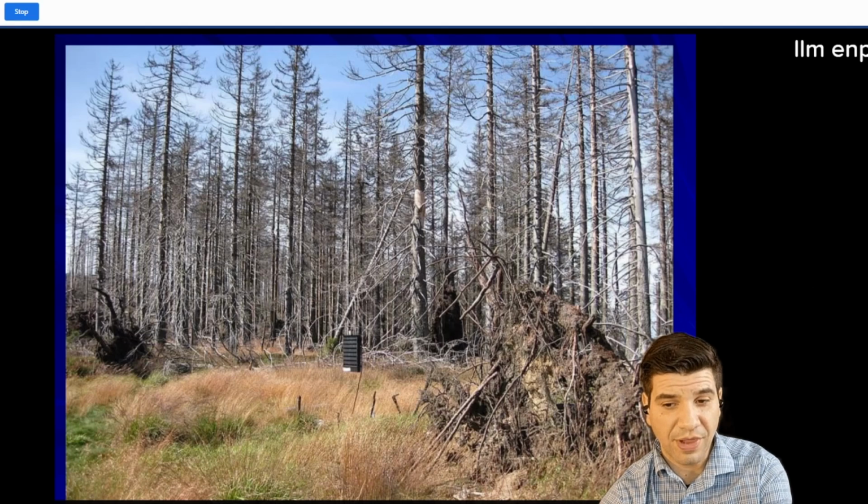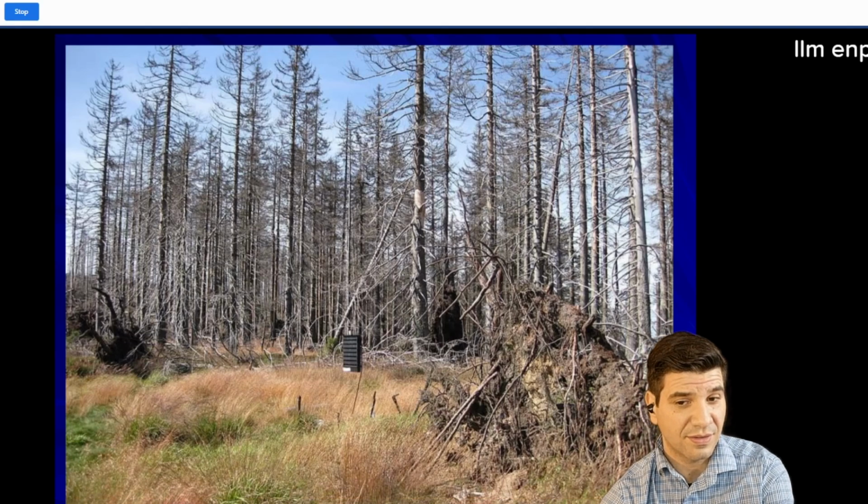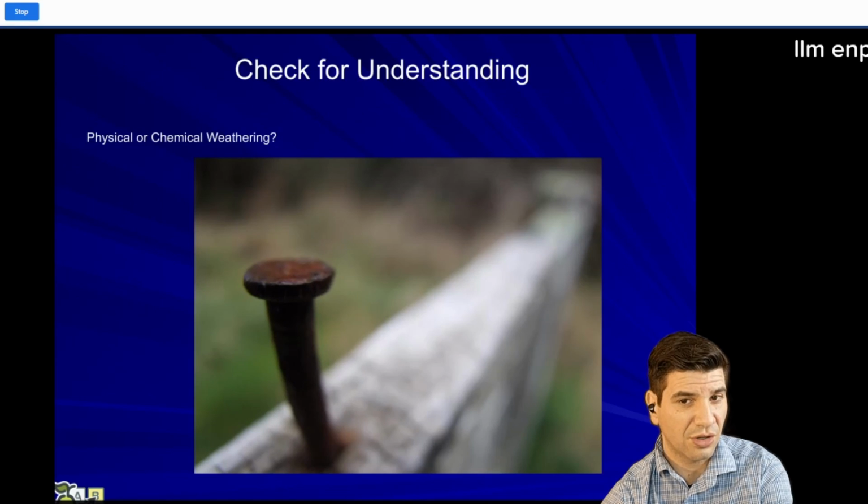So this is part of the Black Forest in Germany. Doesn't look very black anymore. Acid rain ended up killing many of these trees. See how it can kind of be an ecological nightmare.